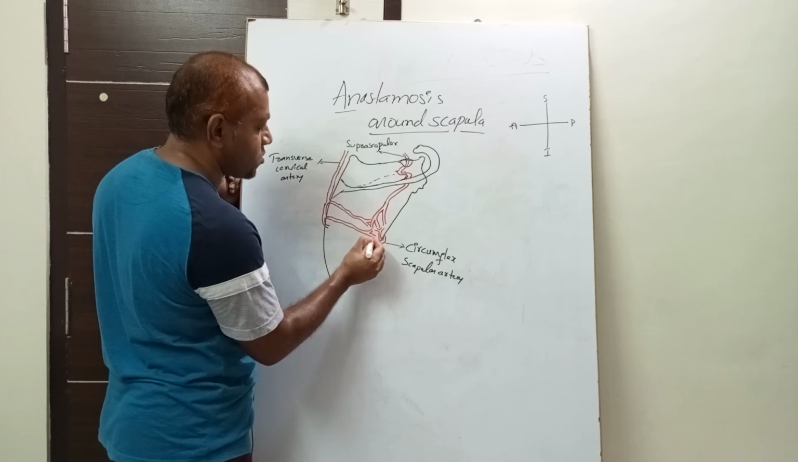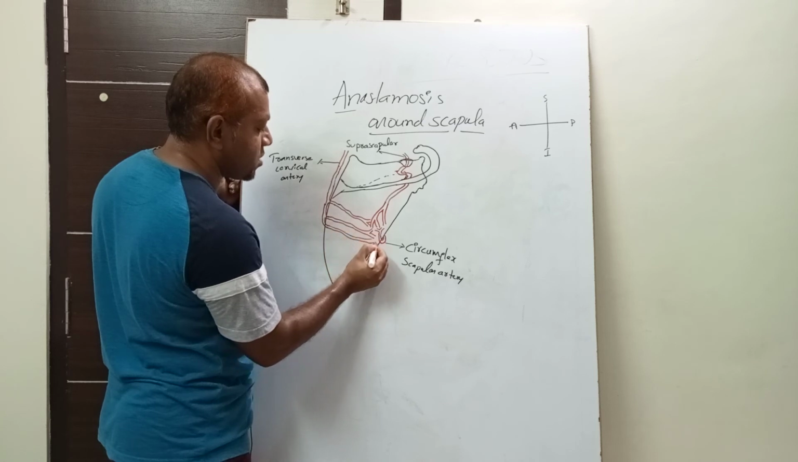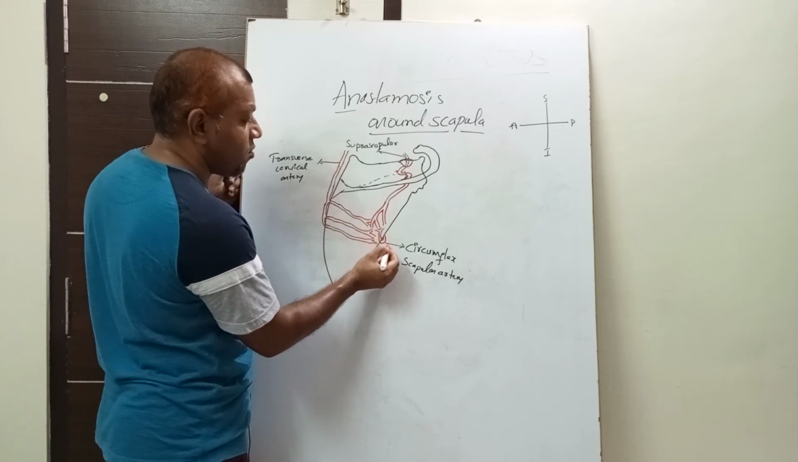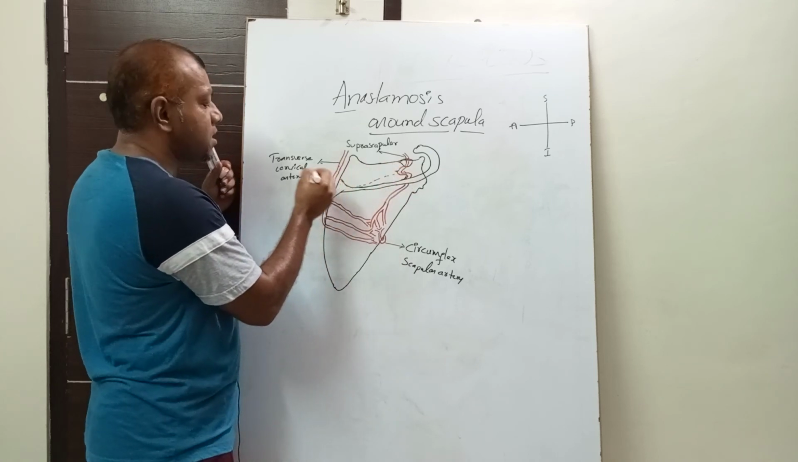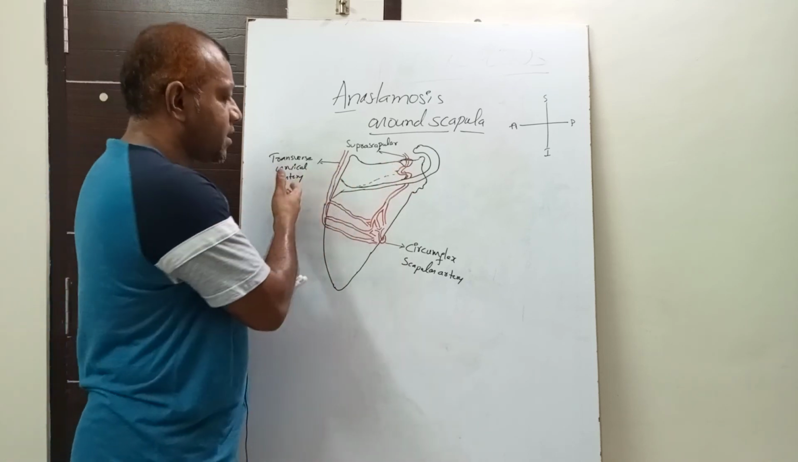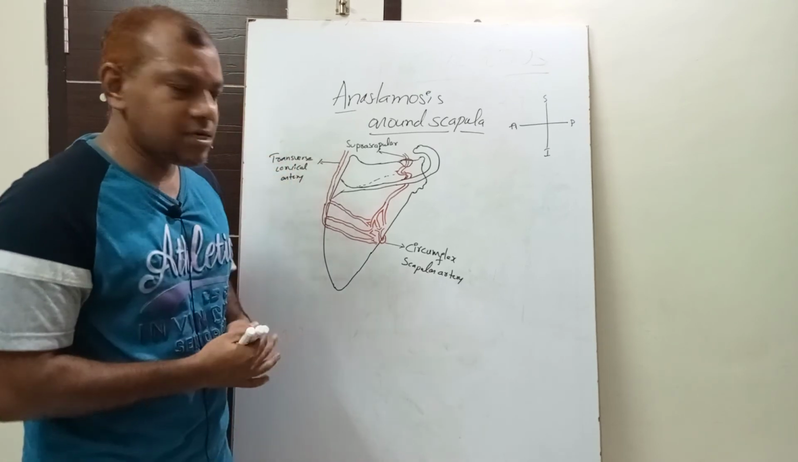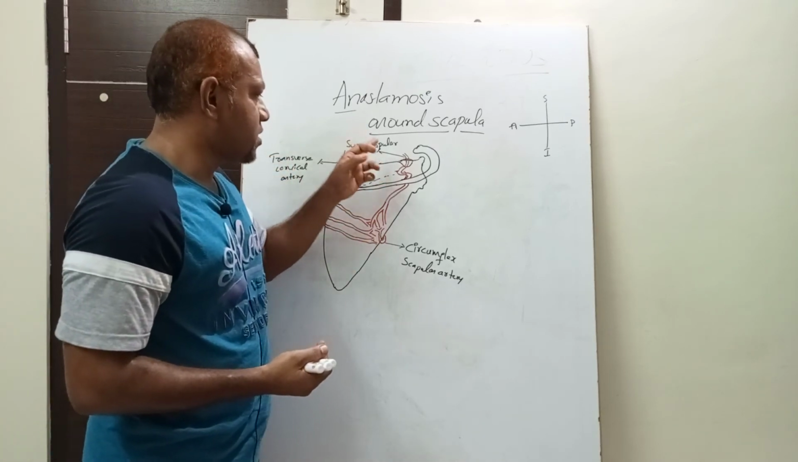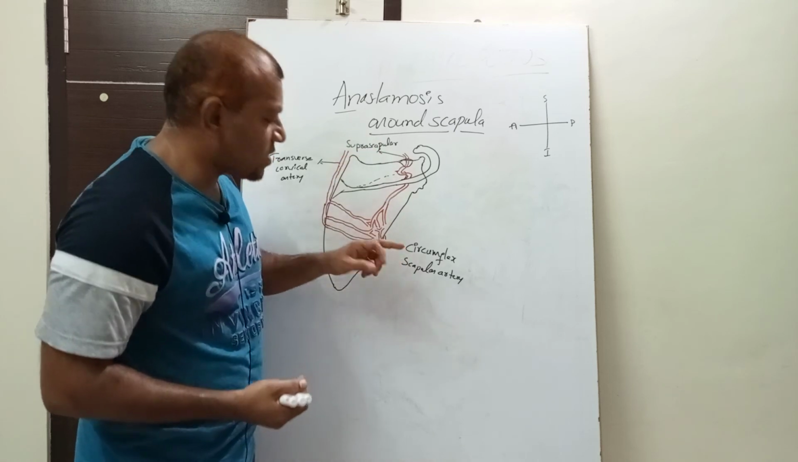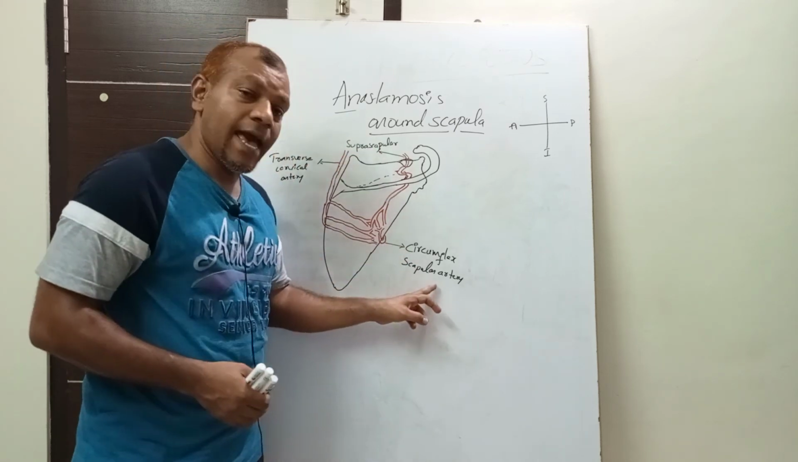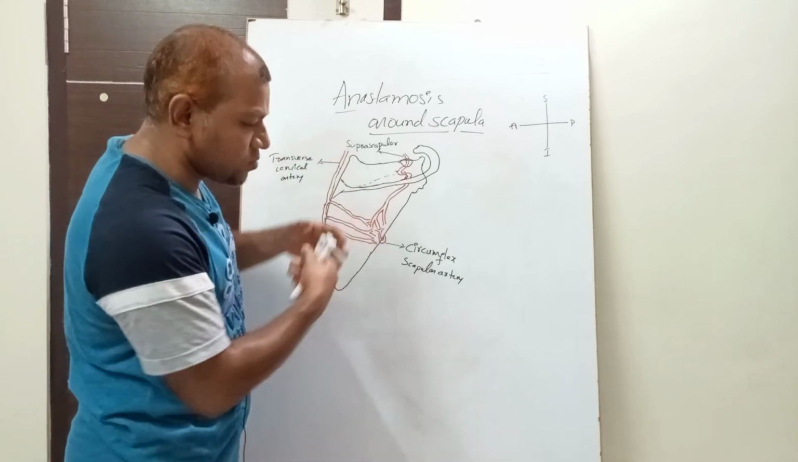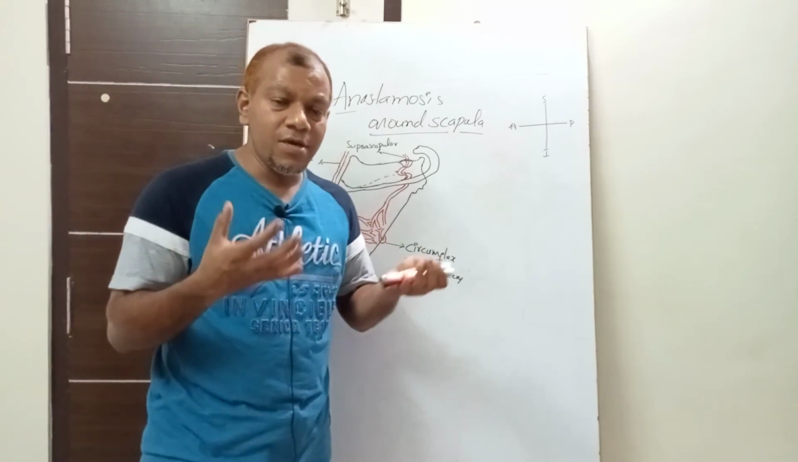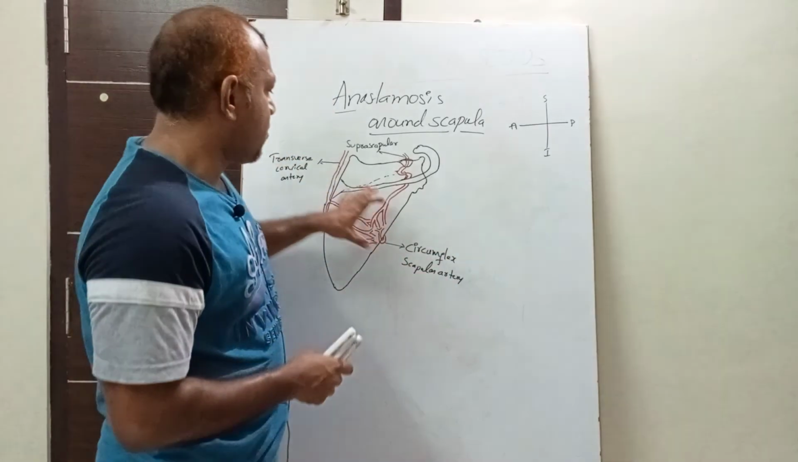So this is how the anastomosis forms between the three arteries: the circumflex scapular artery, the suprascapular artery, and the transverse cervical artery. The transverse cervical, as I told you, is a branch of the subclavian artery, and the suprascapular is also a branch of the subclavian artery, and the circumflex scapular artery is a branch of the third part of the axillary artery. This is how the vessels anastomose with each other in order to give oxygenated blood to all these muscles.